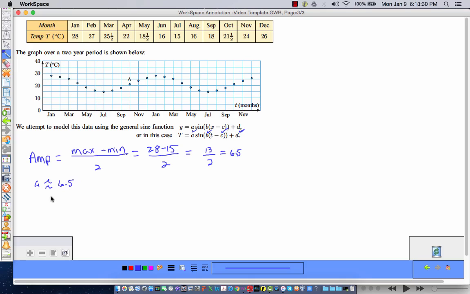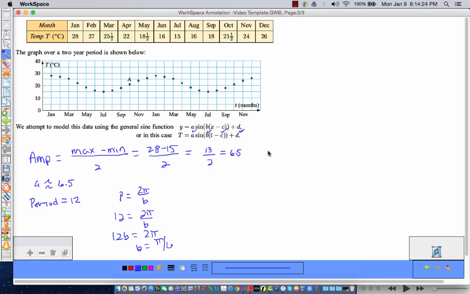So the period. If we start at January and go back down, we're looking for the next time it's at about this height, and that happens to be in January again, 12 months apart, right? Here's December, then January. So the period is equal to 12. Remember, period is equal to 2 pi over b. So if I replace the period with 12, 12 equals 2 pi over b. So 12b equals 2 pi, which means that b is equal to 2 pi over 12, or pi over 6. Bam, we're on a roll. So we got A, we got B.